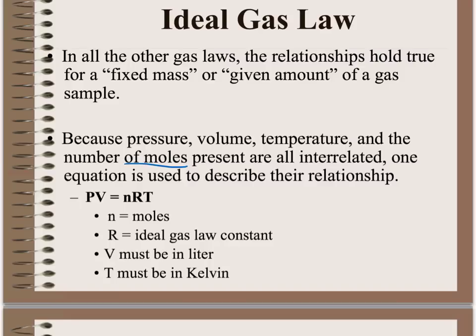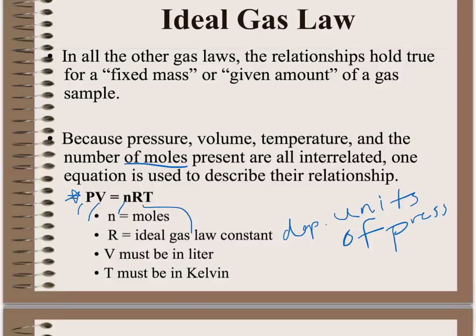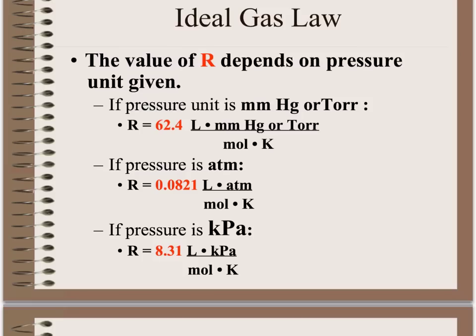And I think another chemistry teacher said PEVNERT is how she remembers it. But I honestly remember PV equals nRT from when I was in high school. So anyway, we have pressure, volume, the number of moles, and R, which is going to be a constant that's dependent upon the units of pressure. And then we have temperature that has to be in Kelvin again.